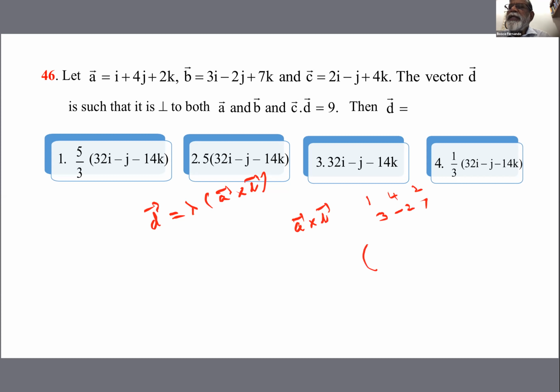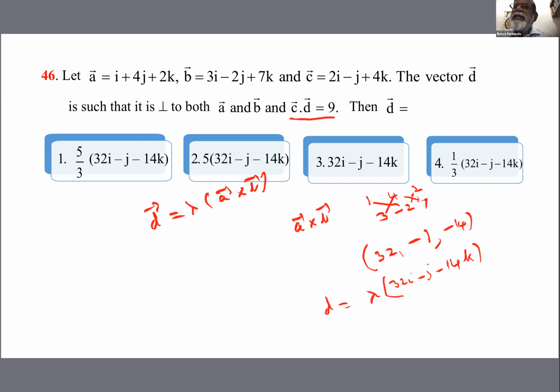So the first component is just like expansion of a determinant. I have not put a determinant symbol also, IJK also. So 28 plus 4, 32. Minus 7 minus 6, 1. Then finally, minus 2 minus 12, minus 14. So 32i minus j minus 14k, this is a vector. So D is equal to lambda times this.